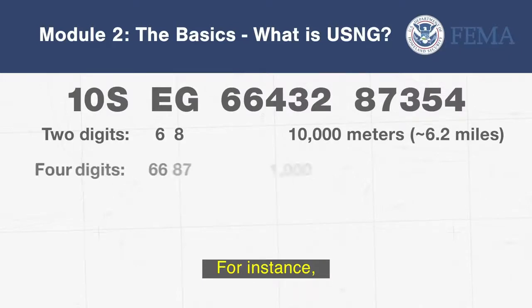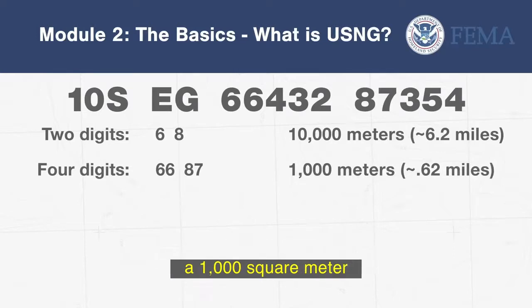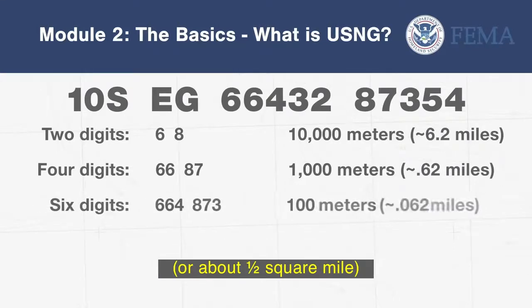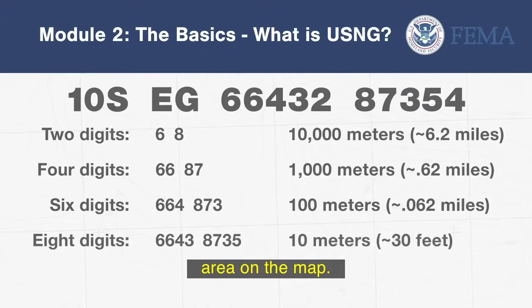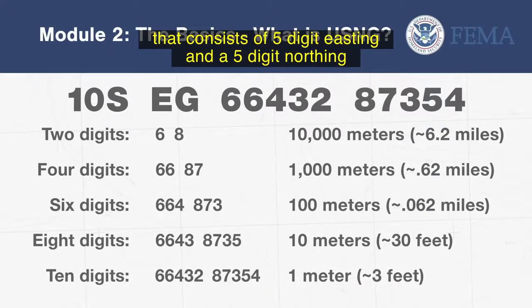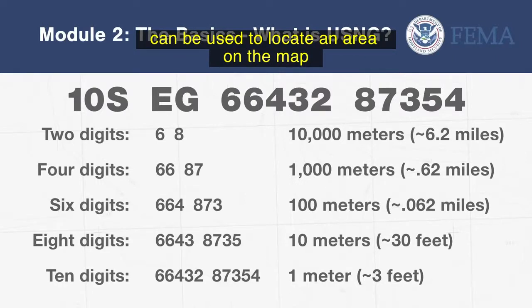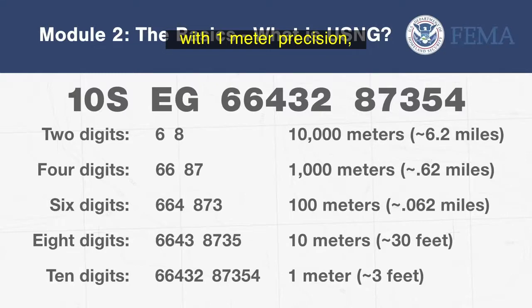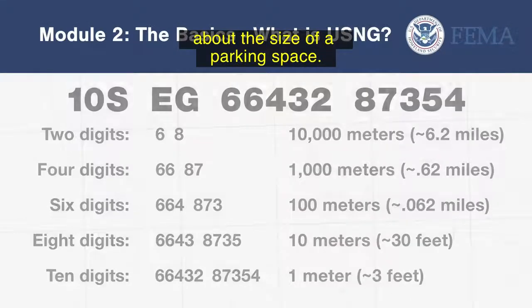For instance, a 4-digit coordinate pair can identify a 1,000 square meter, or about 1/2 square mile, area on the map. A 10-digit coordinate pair that consists of a 5-digit easting and a 5-digit northing can be used to locate an area on the map with 1 meter precision, about the size of a parking space.